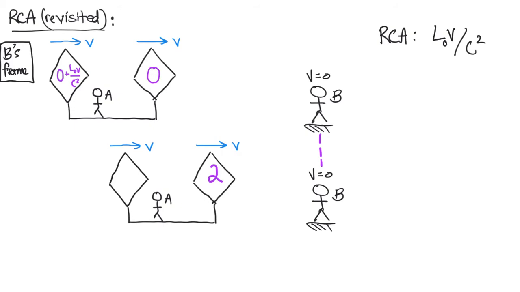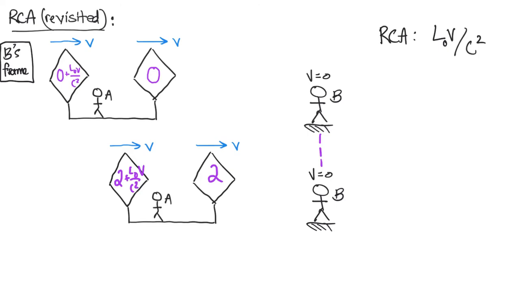Yes, in fact, 2 ticks have happened on the back clock, but the back clock is still always going to be ahead of the front clock by that same amount, L naught V over C squared. So if the front reads 0, the back reads 0 plus L naught V over C squared. If the front reads 2, the back reads 2 plus L naught V over C squared. No matter what the front reads, the back is always going to be bigger by the same amount.